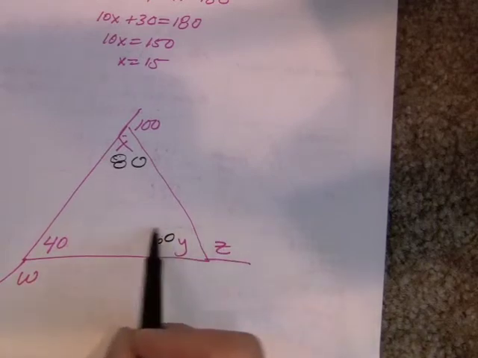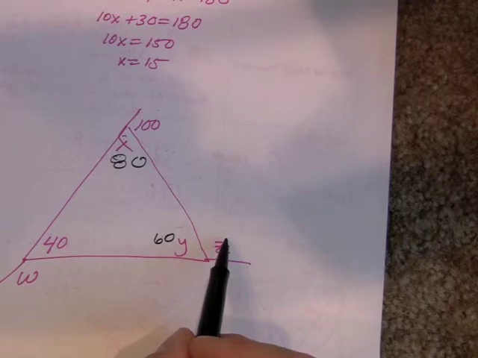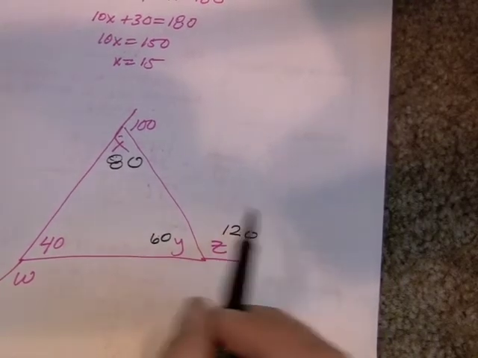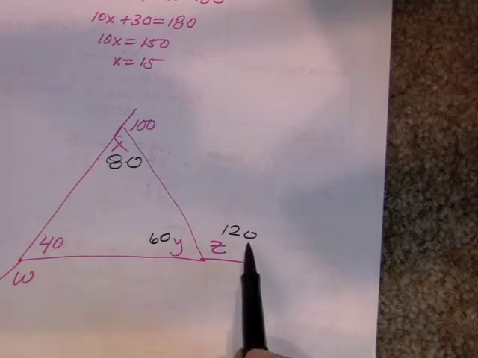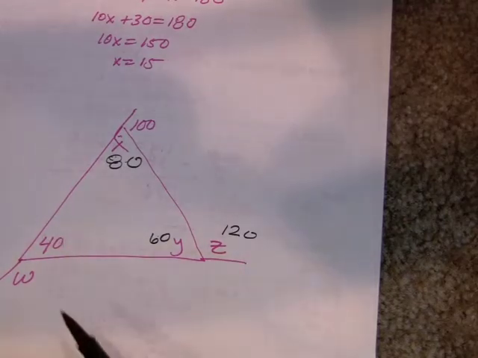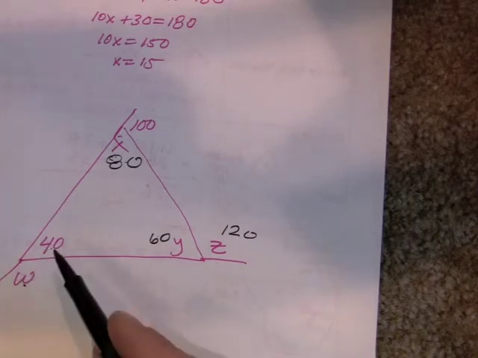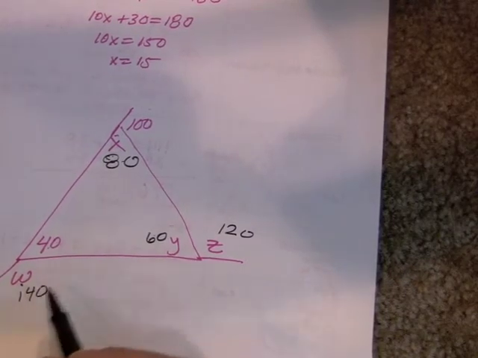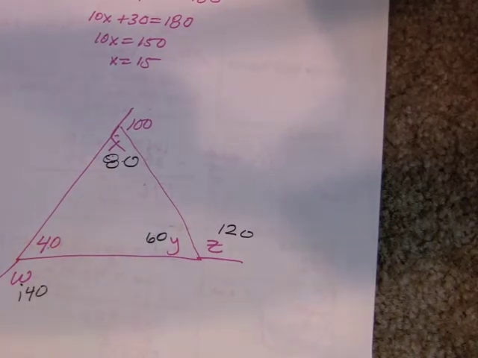Z will be forming a linear pair right here, so it means it would be 120. Another way to verify it is this should equal the two remote interior angles added together, so 80 plus 40, which is 120. And then lastly, to find this angle here, again forms a linear pair, so it should be 140. Or again, verify it with the two remote interior angles. 80 plus 60 is 140. Okay, so again, knowing those relationships there will be key for you to be successful in this section.